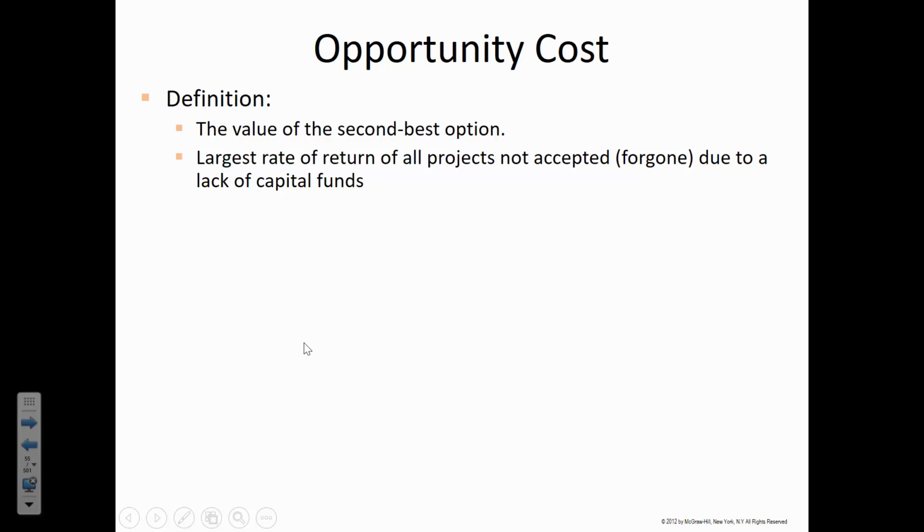The opportunity cost is that you're not able to do the second best option because you're only in one place at a time. So the textbook definition of opportunity cost is either the value of the second best option or the largest rate of return of all projects that were not accepted due to a lack of funds.